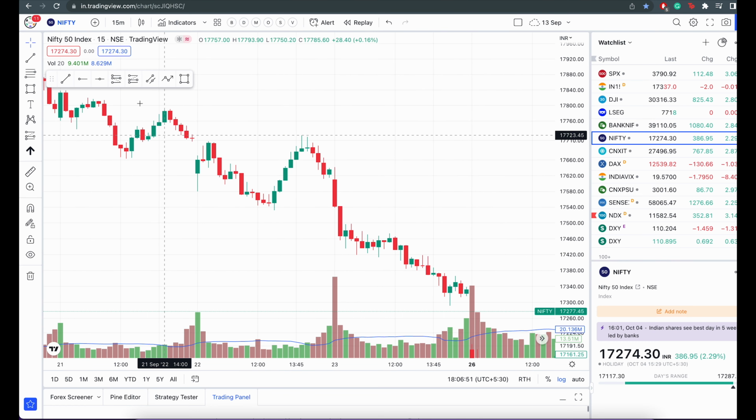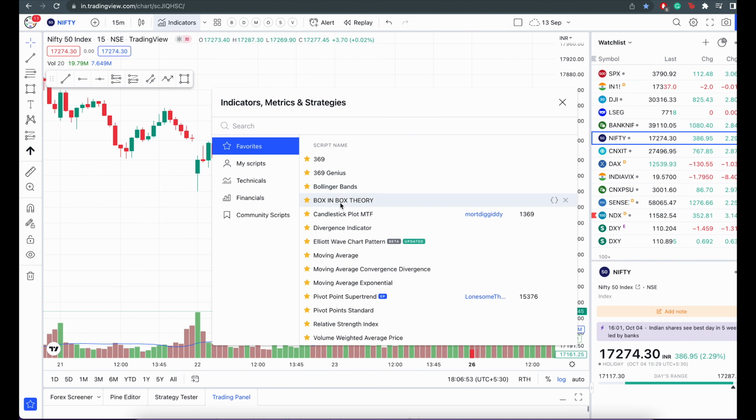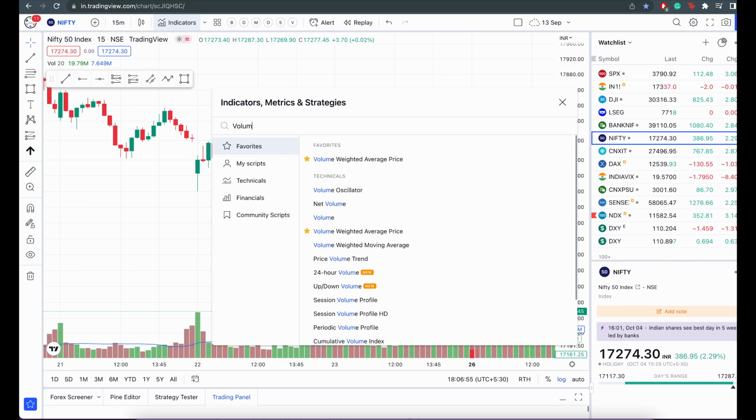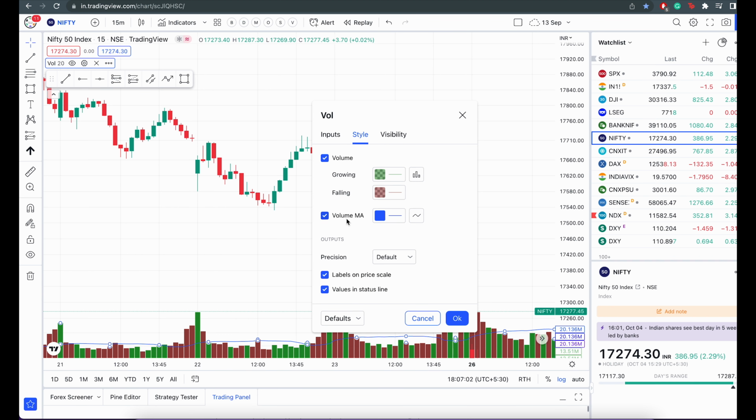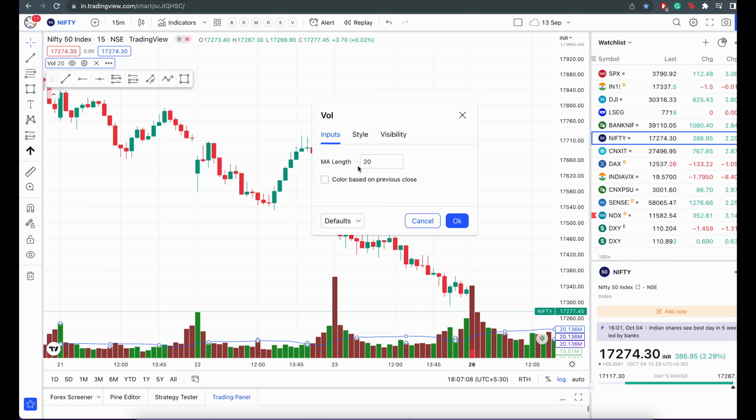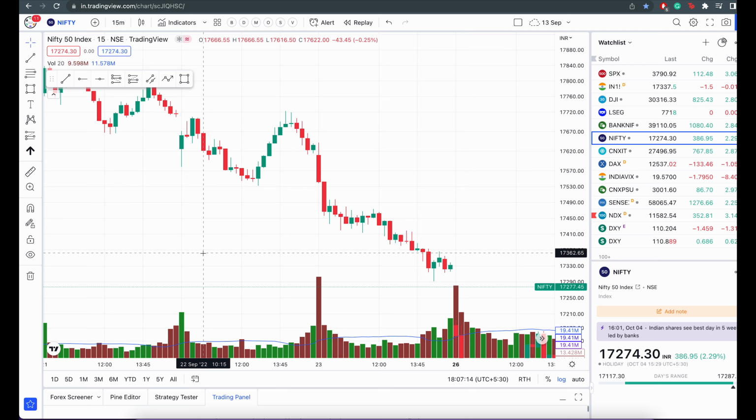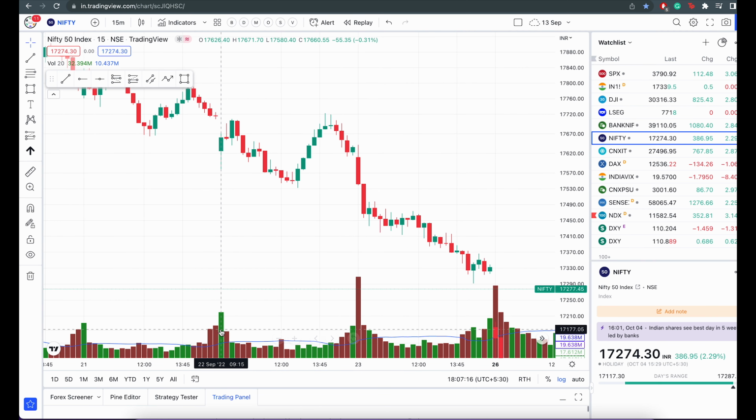So this is the indicator. First, you need to go to the indicators and select the volume. This is the volume indicator. Select it, and once you select it, go to the settings. Select volume MA, it's a moving average. Select this one, and the MA length will be 20, the default setting. Okay, right now you see this is the one. You can reduce the opacity and everything.